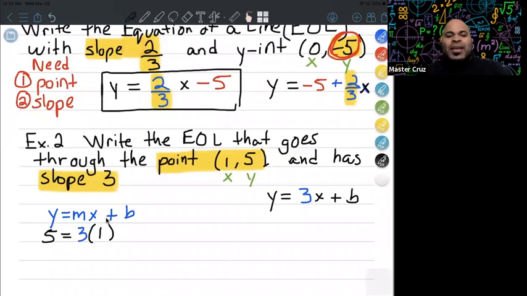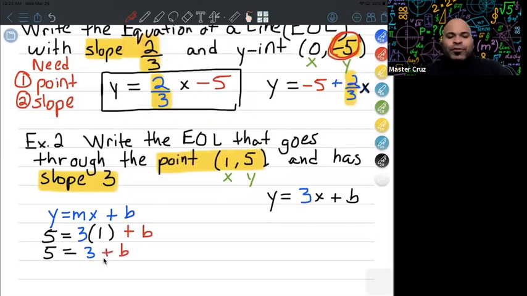And then I don't have anything for b, so I'm just going to put plus b. And I know that I have to solve for b. So because I have to solve for b, I have to simplify everything else. So 3 times 1 is just 3. So I'm just going to bring this down. This is 5 equals 3 times 1, which is 3, plus b.